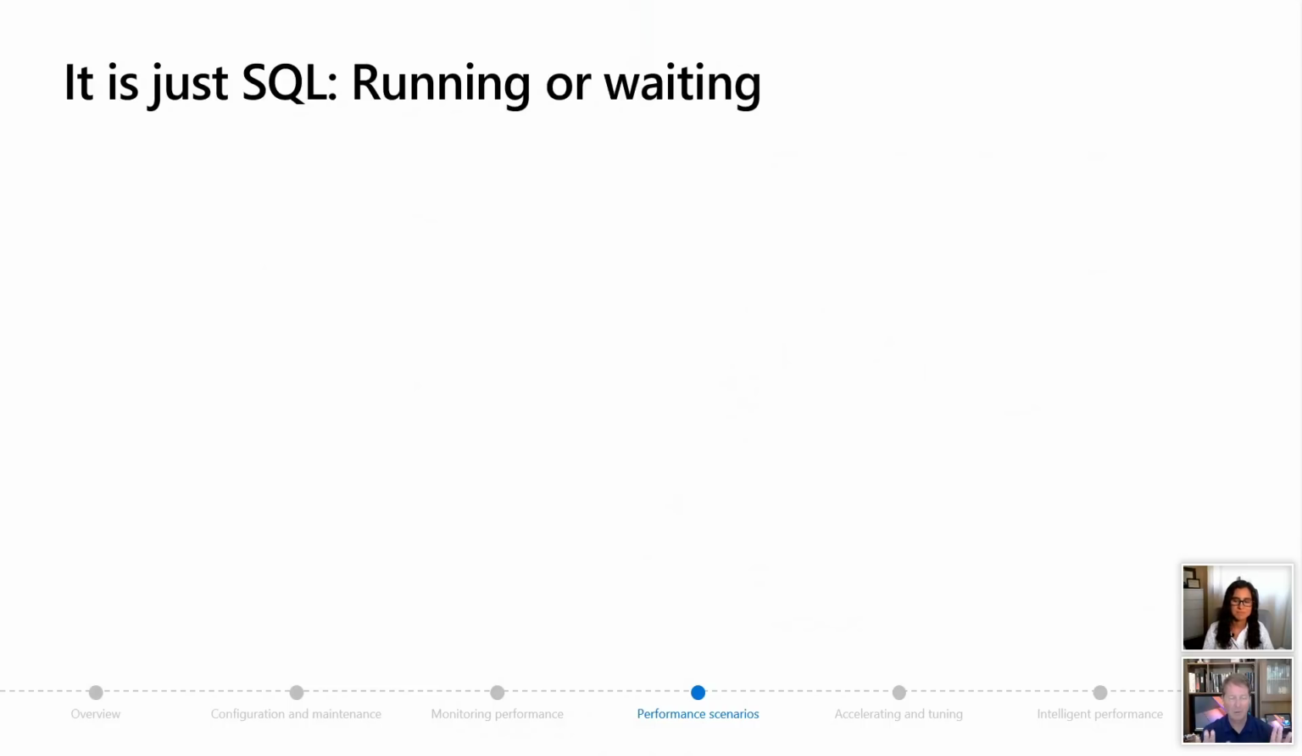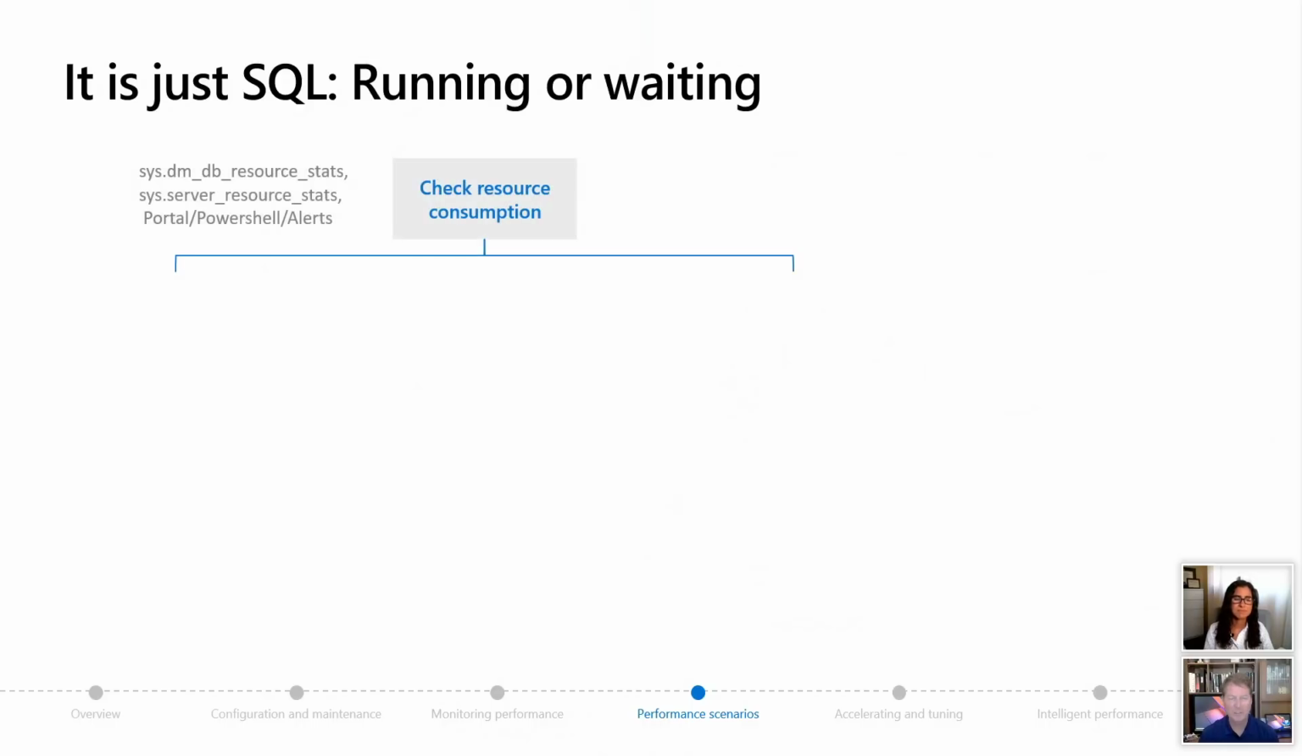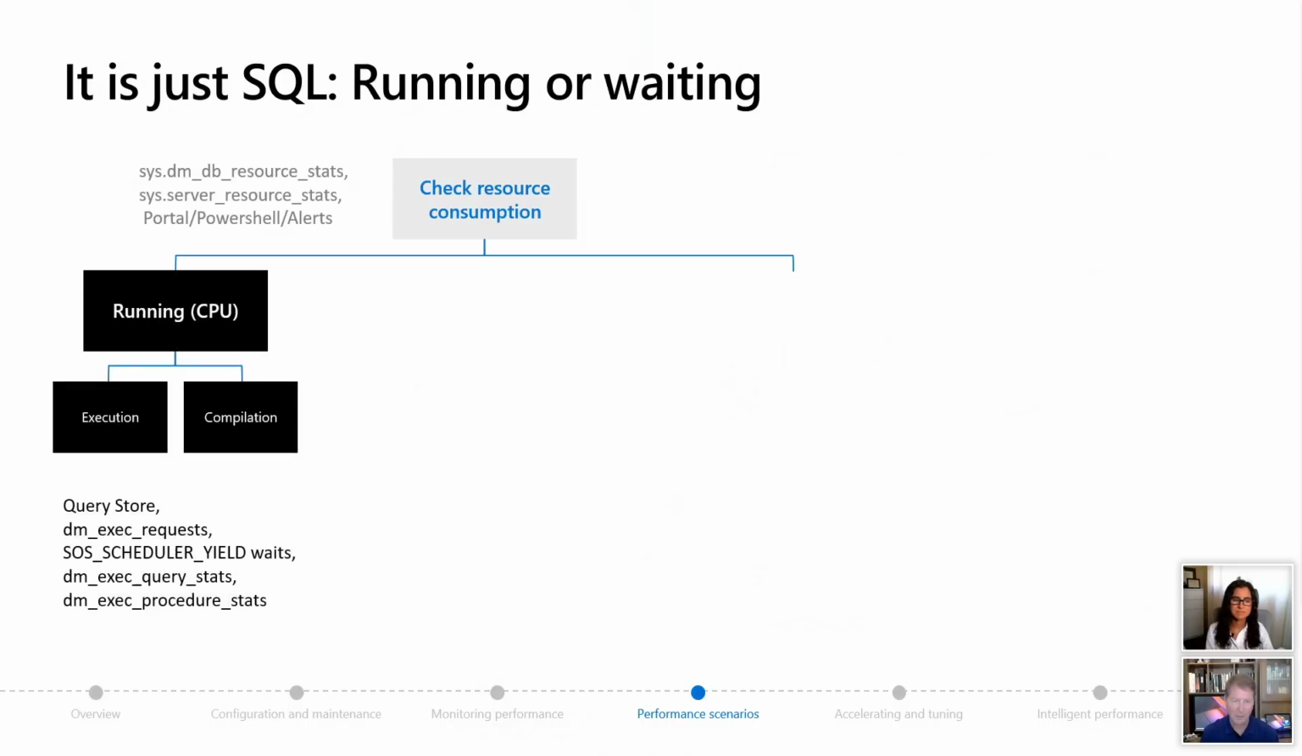Back in the day, he sat down with me and Bob Dorr, my other colleague, and said, look, I've got this idea of how to break down performance problems for SQL Server in a way that can help our engineers and help customers. So we look at things from a running or waiting perspective. The first thing you need to do is look at your resource consumption or utilization. The way you would do that with Azure SQL is look at these new DMVs I'm talking about, or you can look at the portal, PowerShell, alerts, those kinds of things. So you want to find out, am I running, which is CPU scenarios? Do I have high CPU situations? And that is usually caused by some execution of a query plan or even things like compilation.